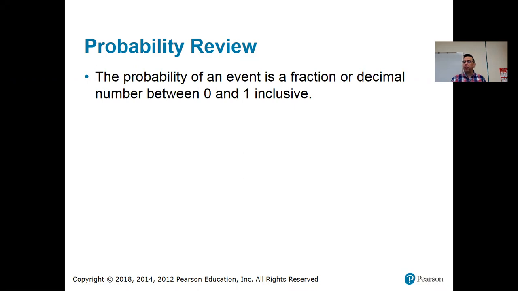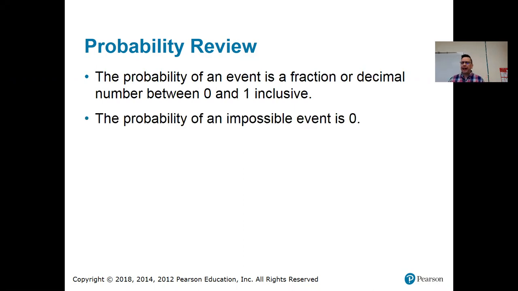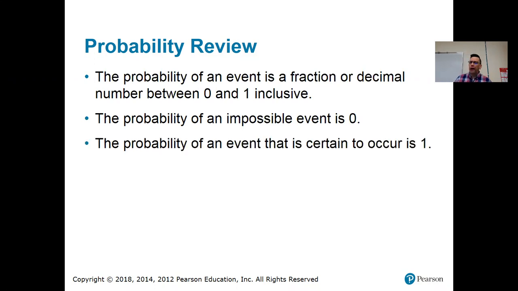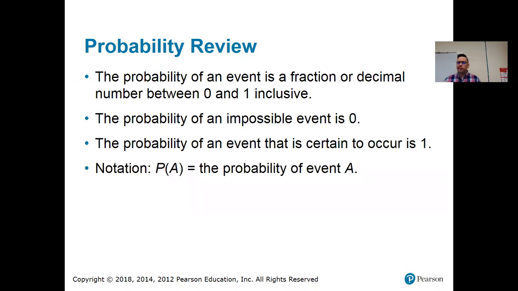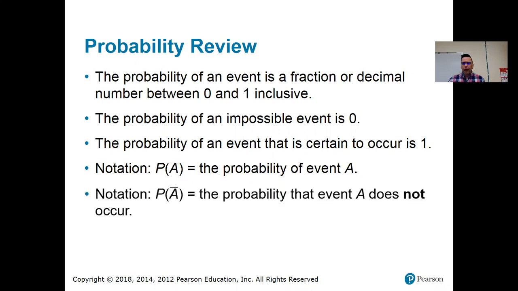Okay, so to recap some of the things we've talked about so far, the probability of an event is a fraction or decimal. It has to be between 0 and 1. 0 means the event is impossible, literally cannot happen. 1 means the event is certain, it's guaranteed to happen. Okay, most interesting probabilities fall somewhere between 0 and 1. Okay, this is the notation we use for probability. P of A means probability of A. And then P of A complement, that means the probability that event A does not occur. Okay.